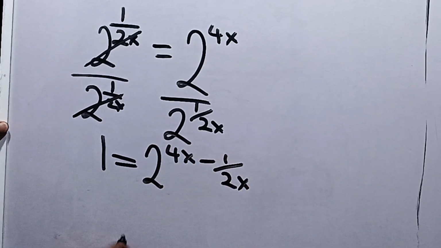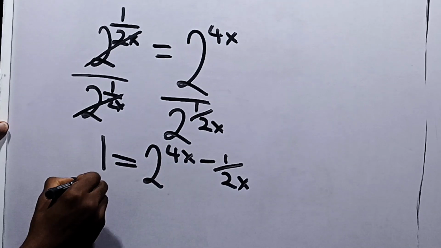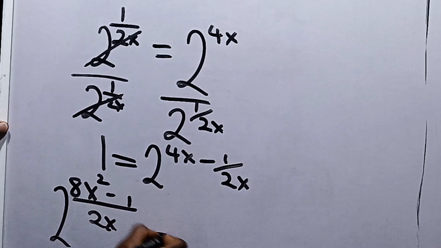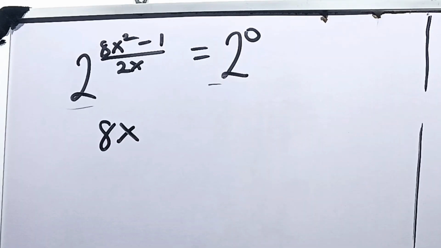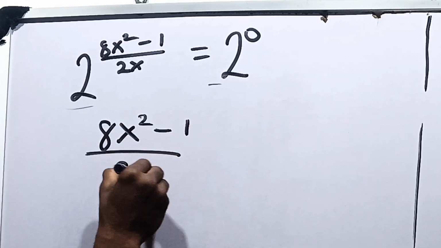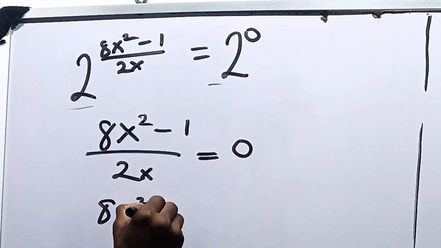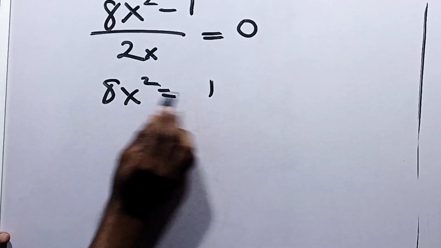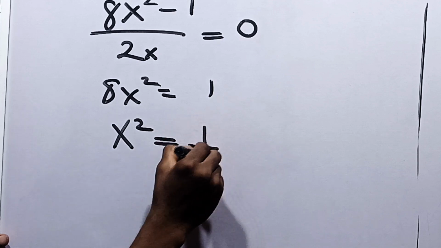Now bringing this to this side, we have 2 raised to the power 4x times 2x is 8x squared minus 1 all over 2x, and this is equal to 1, which is the same as 2 raised to the power of 0. So we can say 8x squared minus 1 divided by 2x is equal to 0. Now from here we have that 8x squared is equal to 1. Let's divide both sides by 8. So we have x squared on this side to be equal to 1 over 8.